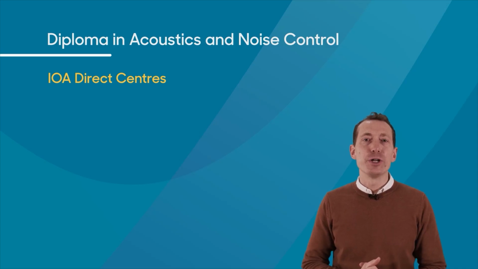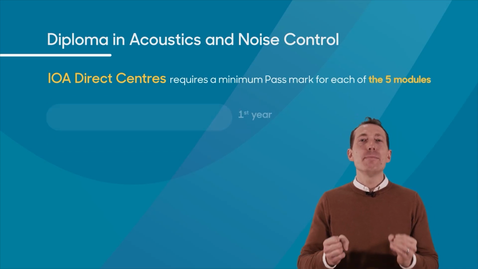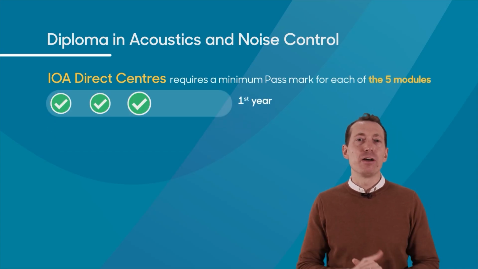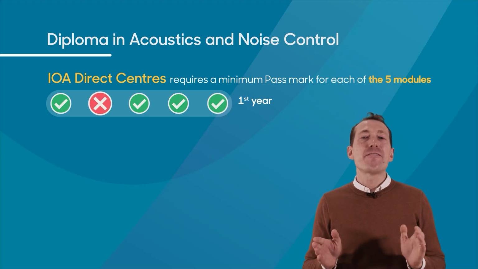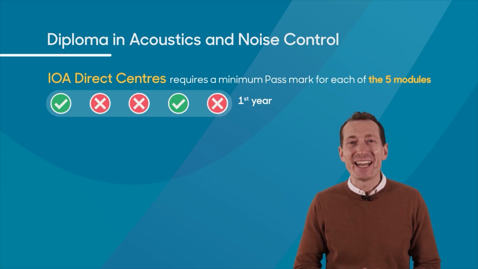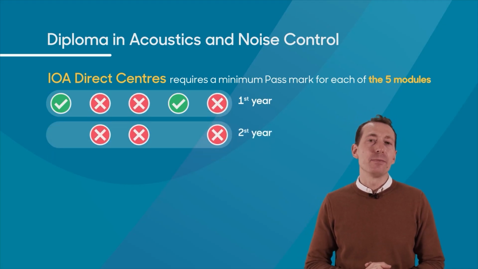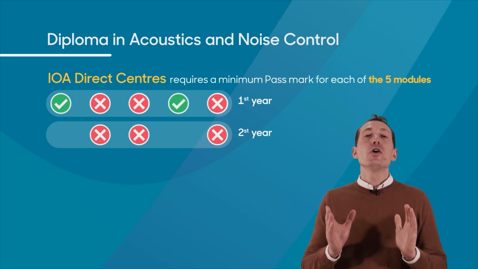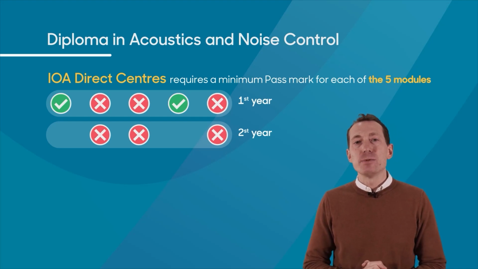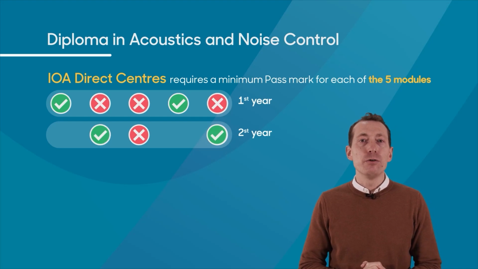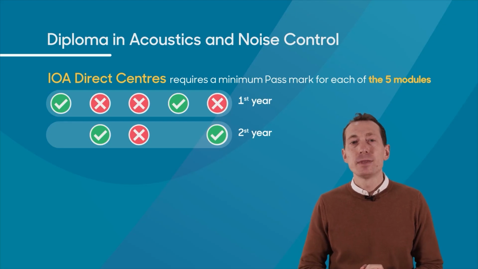Gaining the IOA Diploma in Acoustics and Noise Control requires a minimum pass mark for each of the 5 modules. Any fail mark requires you to resit that element in the following academic year. Normally, marks for assessments that are passed can be carried over only for 1 year.